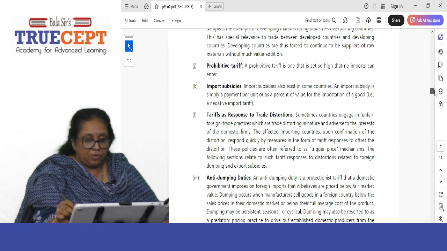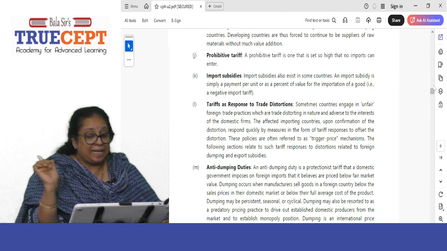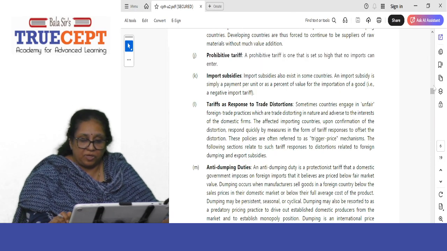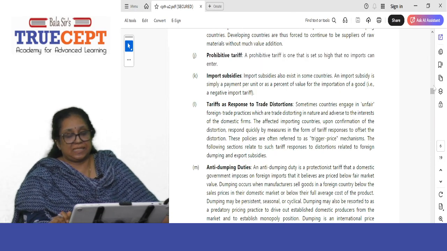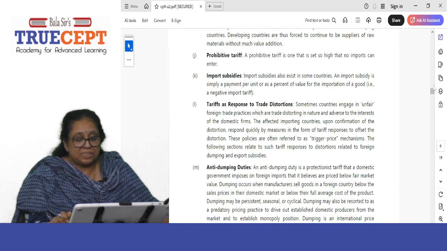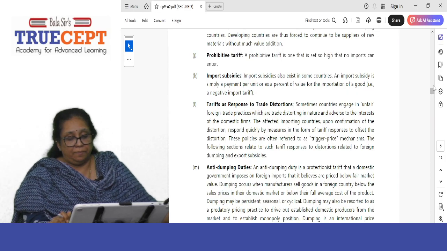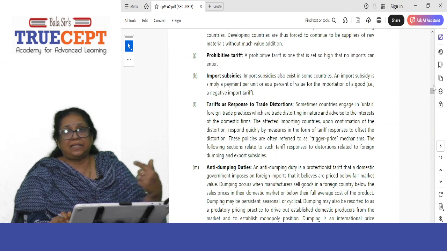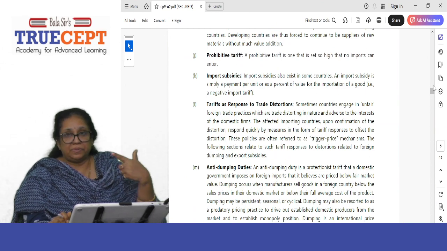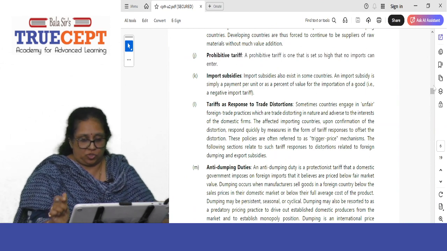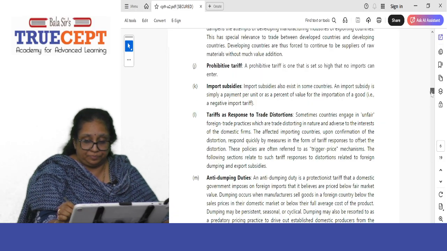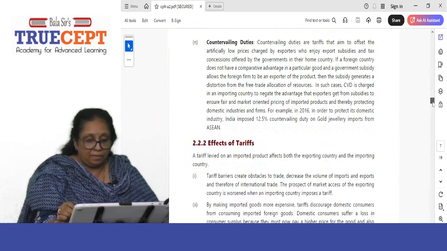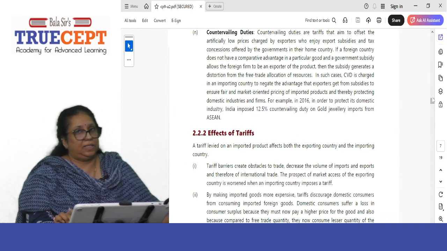So there might be a question on anti-dumping duties. This is a protectionist tariff that a domestic government imposes on foreign imports so that they don't use the country as a dumping ground when the product doesn't sell in their own country. So those are anti-dumping duties. Definitely there is a question.